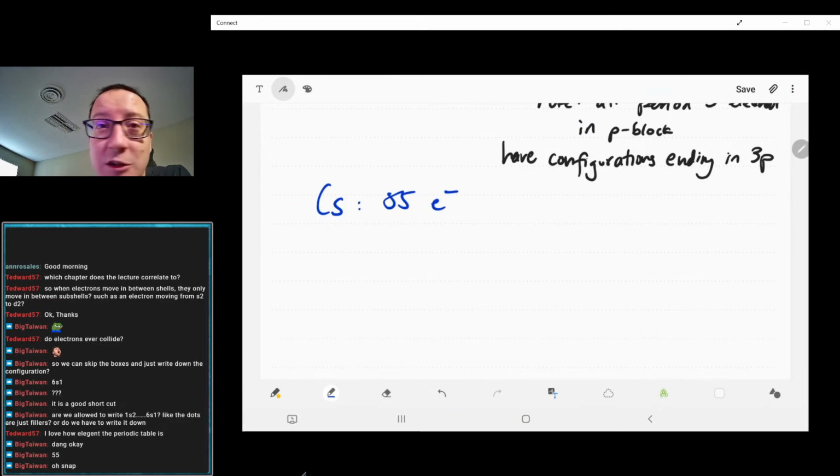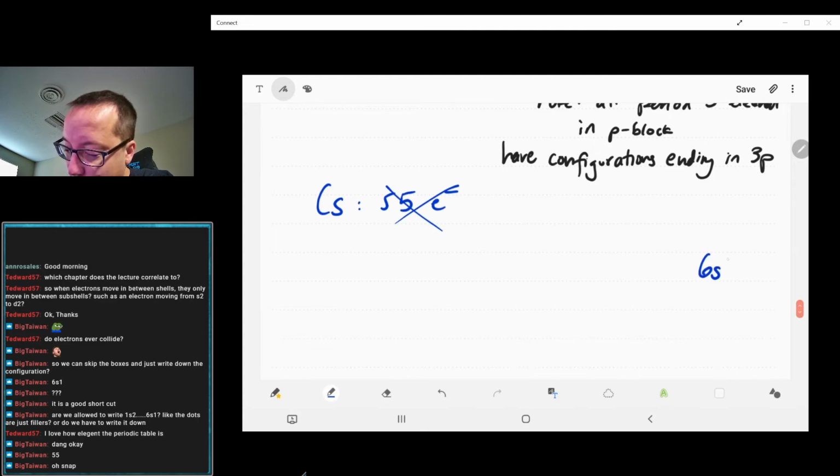No one wants to do boxes for this, right? No one's going to want to count 55 electrons. Forget it. So forget that. Let's look at it the other way. Let's know we have to fill up to 6s1, and everything before that has to be filled completely.